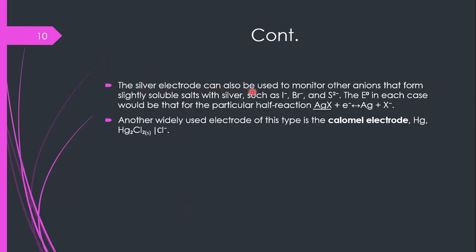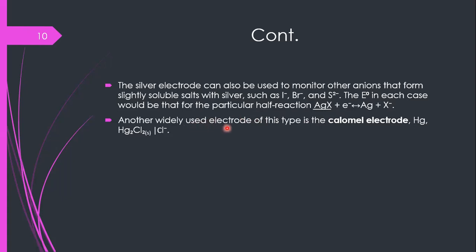The silver electrode can also be used to monitor other ions that form slightly soluble salts with silver, such as iodide, bromide, and sulfide. The potential is, however, very sensitive to traces of bromide ions, which make it more negative. The standard electrode potential E naught in each case would be that for the particular half reaction, which is represented here as silver halide gaining an electron and being converted into silver metal and halide ion. The underline indicates a solid phase.